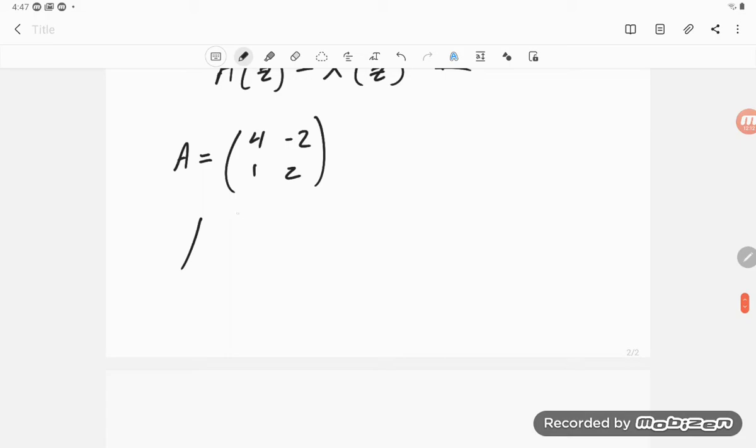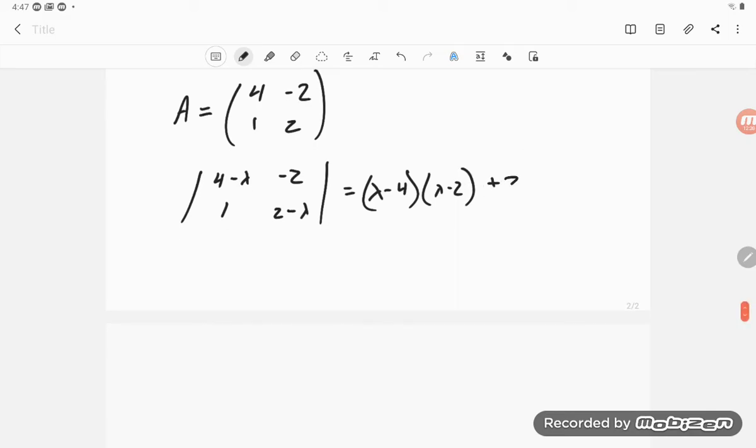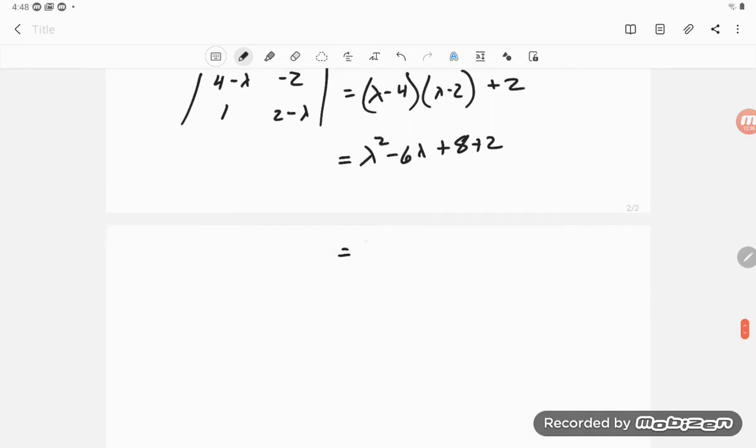Then if I want its eigenvalues, I've got 4 minus lambda, 1, negative 2, and 2 minus lambda. And that determinant then is lambda minus 4 times lambda minus 2, and then plus 2. So that's lambda squared minus 6 lambda plus 8 plus 2. That's equal to lambda squared minus 6 lambda plus 10, and I want to set that equal to 0.